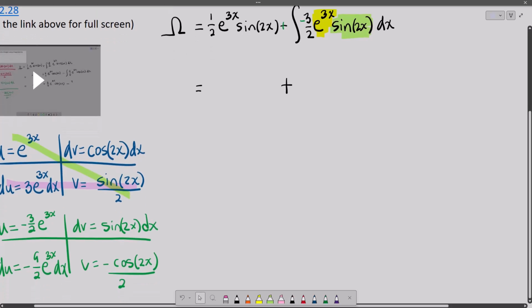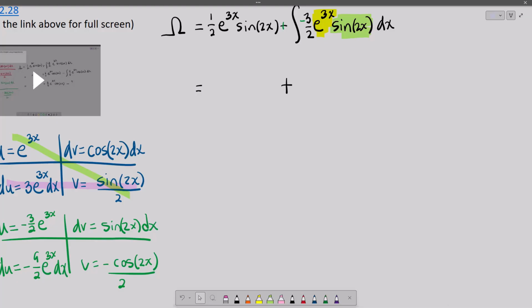So our uv, we multiply this diagonal. The constant part is negative 3/2 times negative 1/2, so that's going to be positive 3/4. And then the exponential part is e to the 3x. The trig part is cosine 2x. Everyone okay with that? So that's the uv.